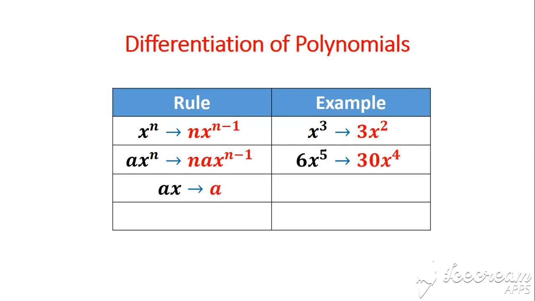If we have a number by an x, this just differentiates to the number a. For example, 5x will differentiate to 5. And any number by itself just differentiates to 0 and disappears. Right, here's our basic rules. We're not going to prove them in this video. We're just going to get used to how to use them and what to do.